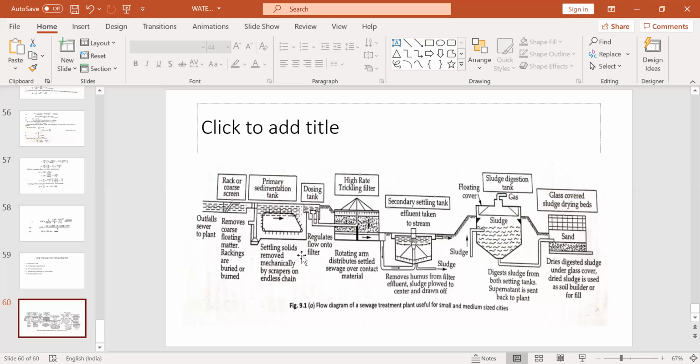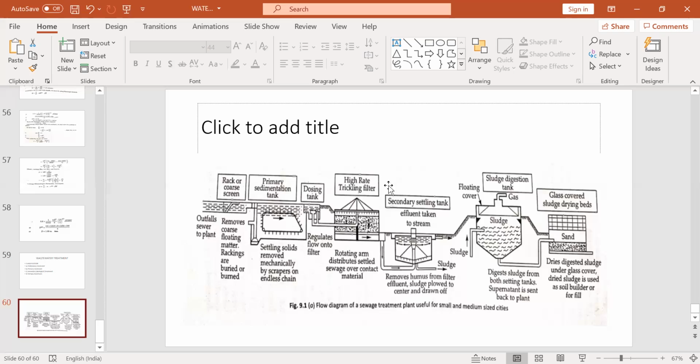After that it enters a dosing plant where, if required, you do coagulation. Sometimes some of the finer solid particles of the sewage still remain in suspension. So in order to remove them, you add alum or other coagulants, and by coagulation the smaller particles are also removed. Now from here, flow is regulated into the filter. Up to this point, it was all about the preliminary or primary treatment.